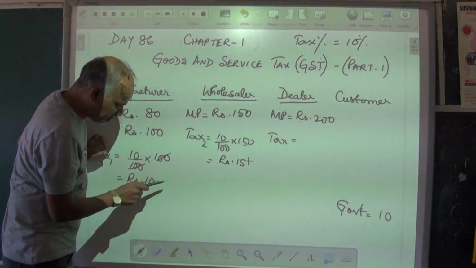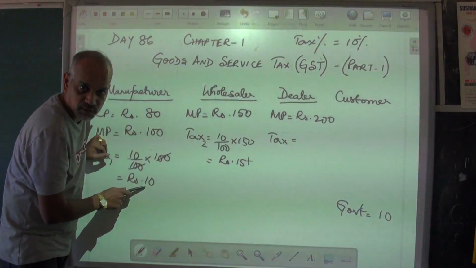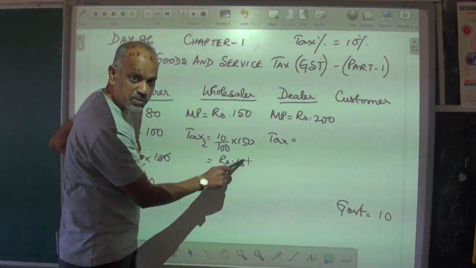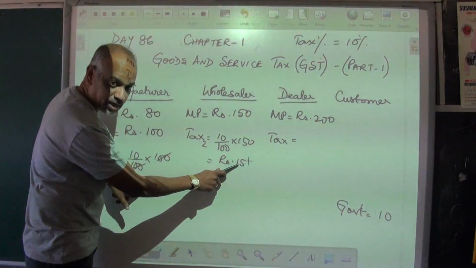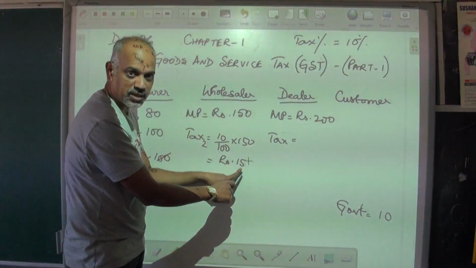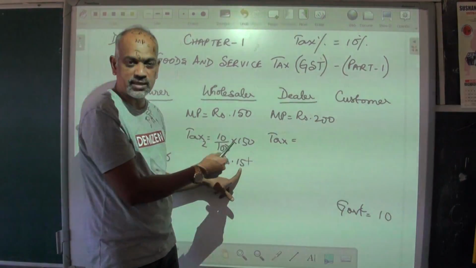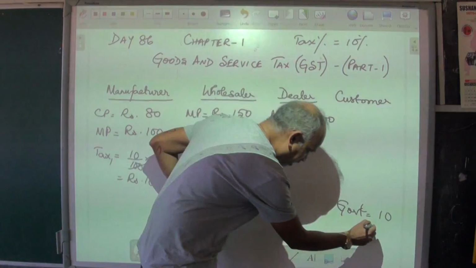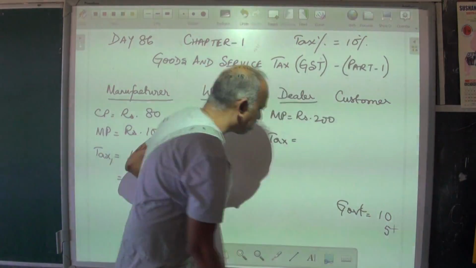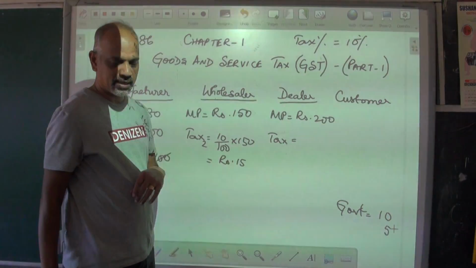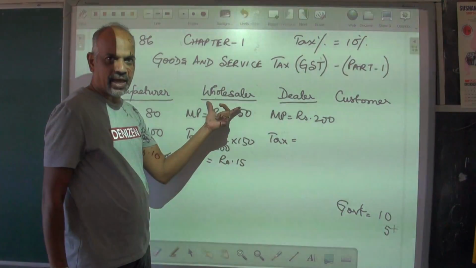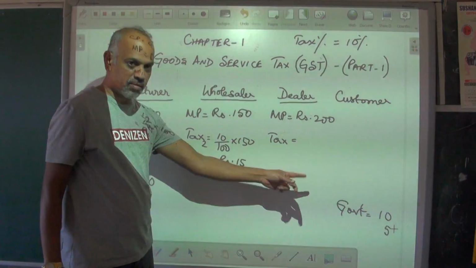Okay. Because he paid 10 rupees as tax to the manufacturer, but when he sold it to the dealer, he collected 15 rupees. Out of these 15 rupees, he's already paid 10, which means 5 rupees is the extra tax he has collected. That extra tax he has to send to the government. So the government receives 5 rupees from the wholesaler. Okay. So this 5 rupees is the GST paid by the wholesaler to the government.